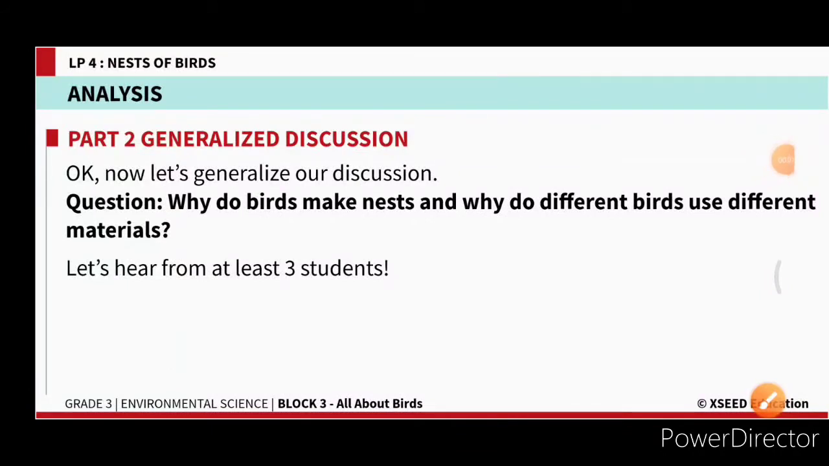Why do birds make nests and why do different birds use different materials? Okay, why do birds make nests? Why do different birds use different materials to make nests?